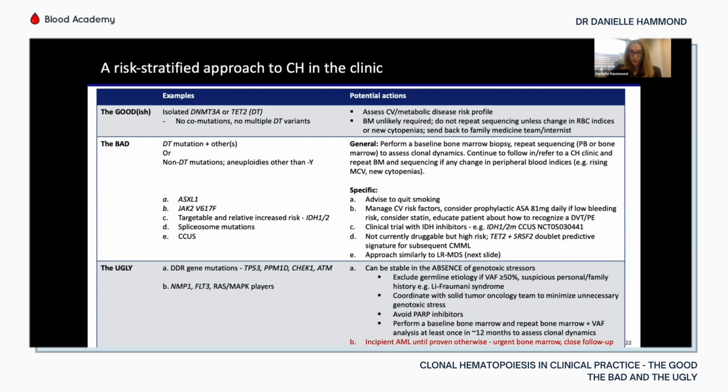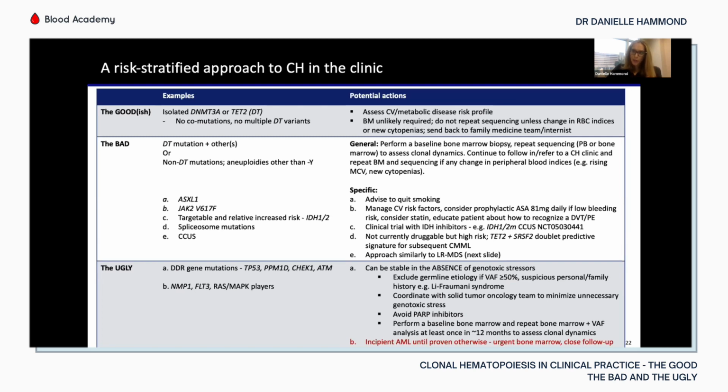myeloid neoplasm develops. So first of all, you want to exclude any underlying germline etiology, especially if the VAF is near heterozygous. We at MD Anderson have picked up on a few cases of Li-Fraumeni syndrome in patients that were initially referred for TP53 mutated clonal hematopoiesis. Ideally, you coordinate with their solid tumor oncologist to try to minimize any unnecessary genotoxic stressors.